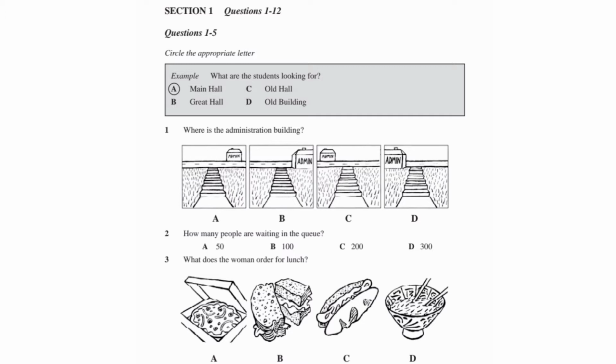The man says he's looking for the main hall too. So A has been circled. Now we shall begin. You should answer the questions as you listen, because you will not hear the recording a second time. Now listen carefully to the first conversation and answer questions 1 to 5.